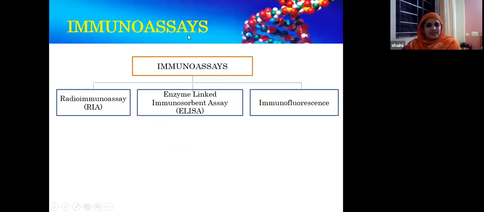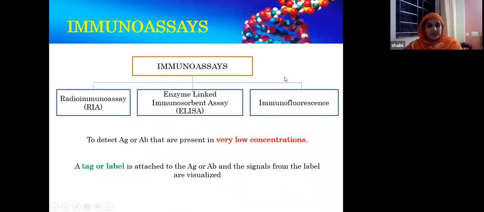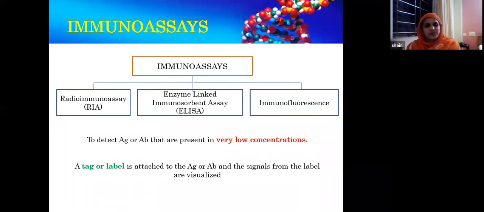The next is immunoassays. Here the difference is that the antigen or antibody is not a whole bacterial cell or a whole viral antigen. So you get very low concentrations of the antigen and antibody, and the antigen will bind to the antibody, but that reaction is not visible to the naked eye. So in order to make it visible, you add a tag or label to it. A tag or label is attached to the antigen or antibody, and you do not see the antigen-antibody reaction as such. You just see the label, which is activated.